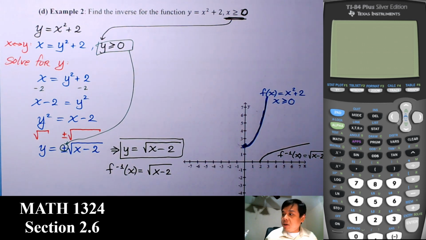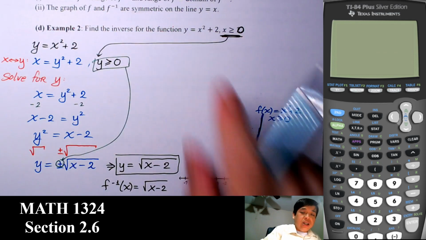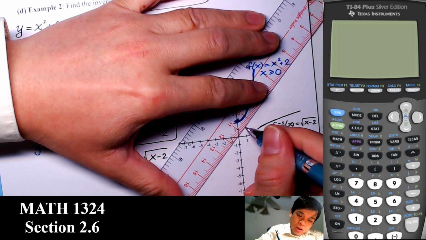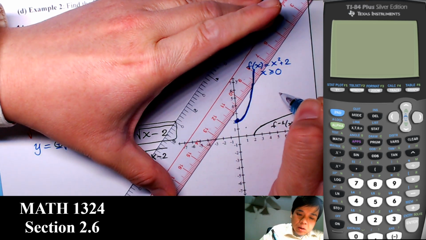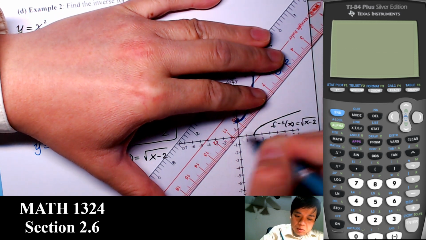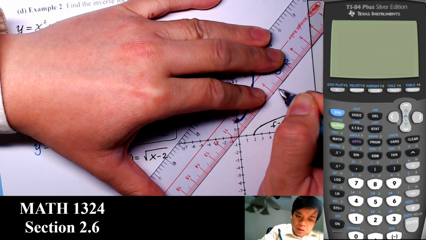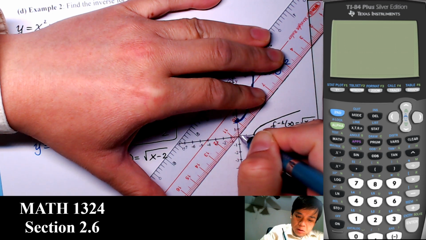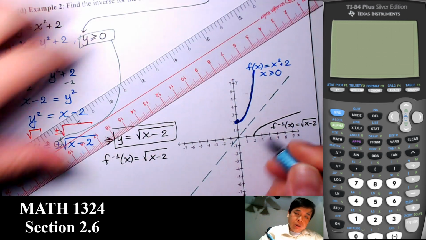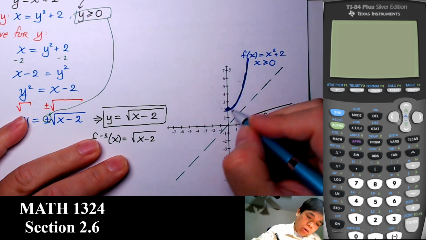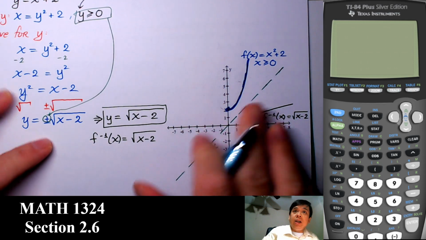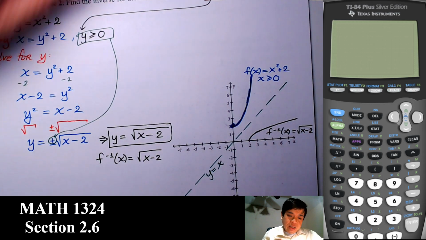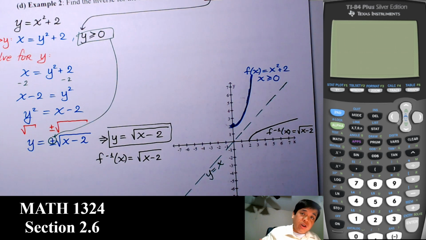And we do have the properties. Here they said the graph of the function and the inverse are symmetric on the line y equal to x. So we draw the line y equal to x, and the graphs are symmetric on the line y equal to x.